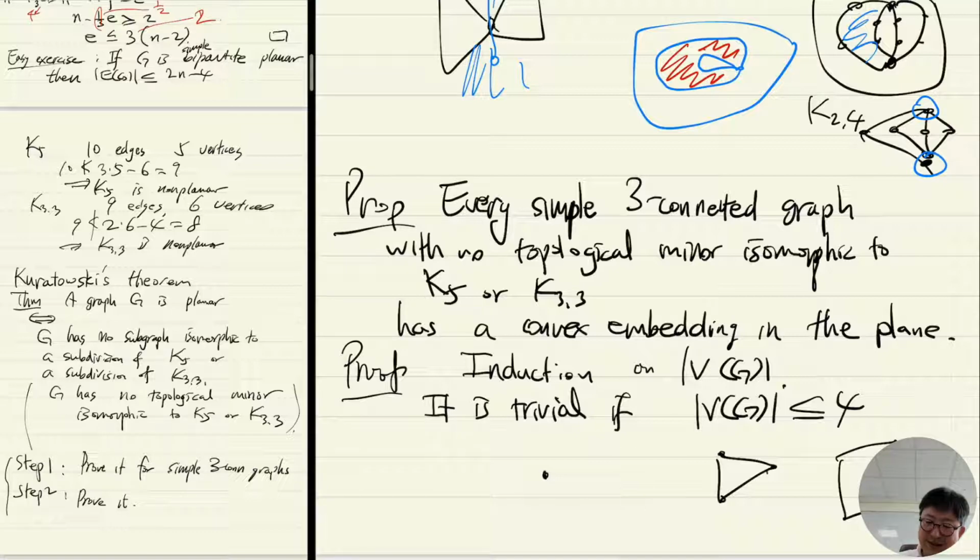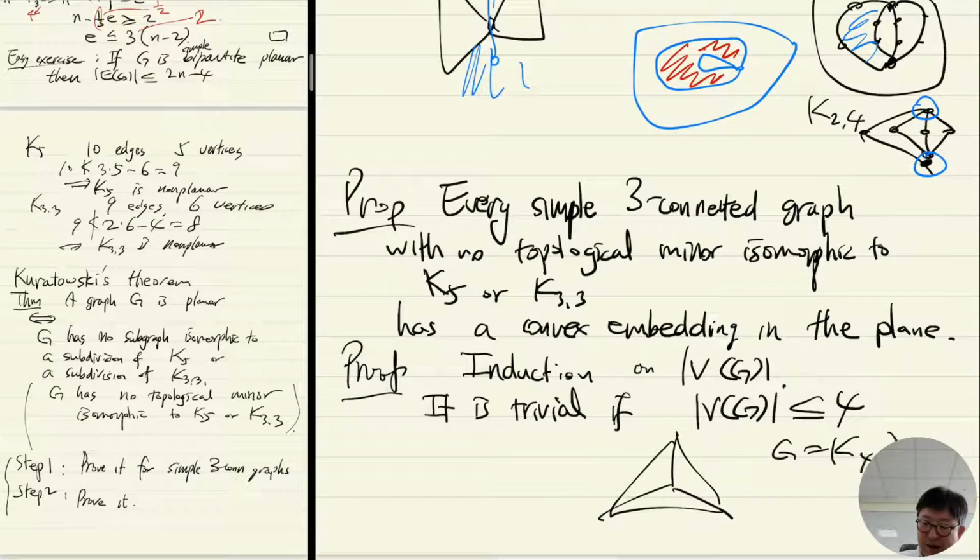Oh, this is not reconnected. So the only reconnected graph on 4 vertices is K4, because it's simple. And this is a convex embedding.